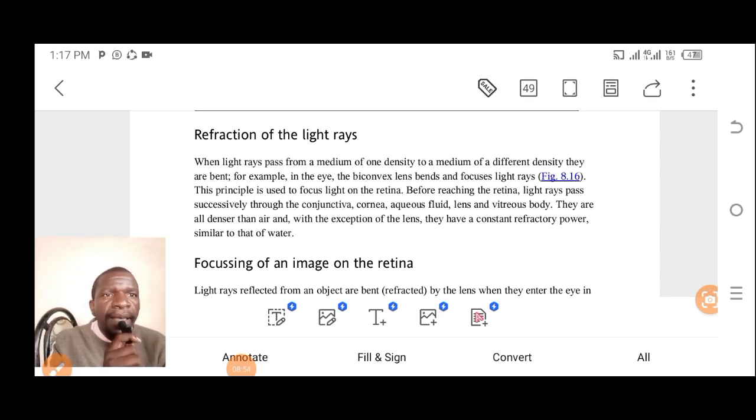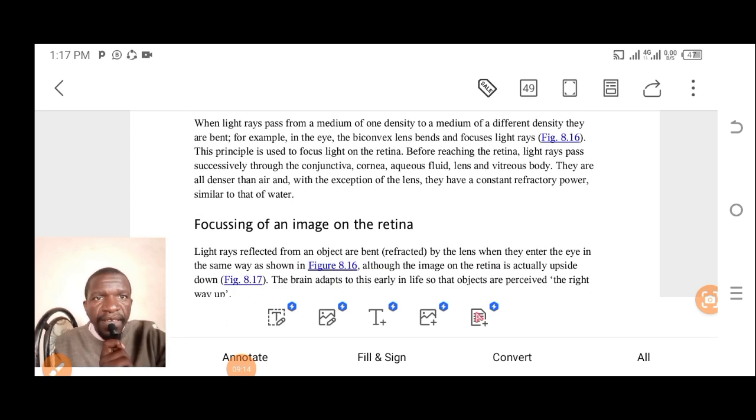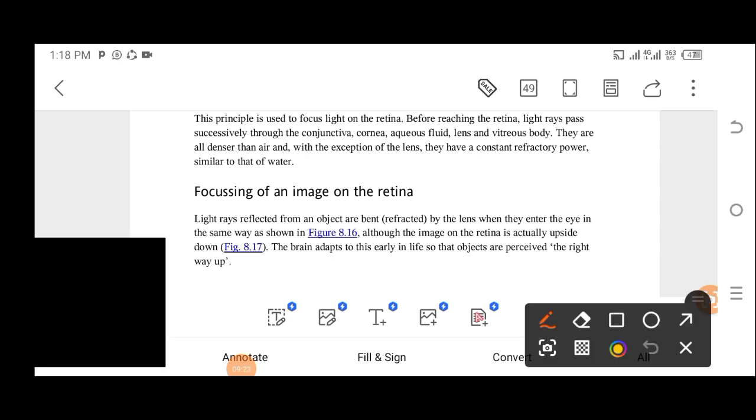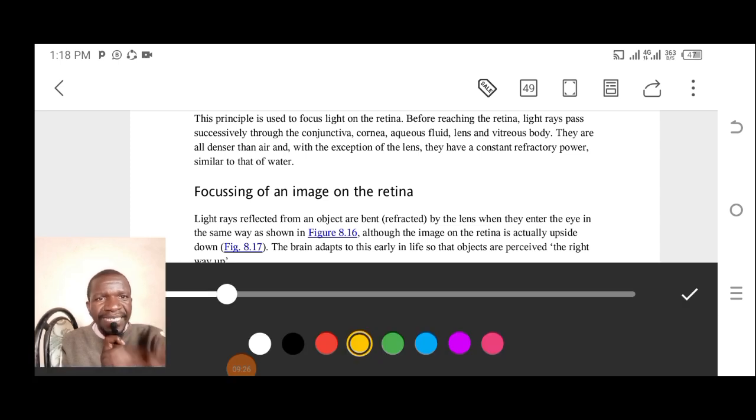Before reaching the retina, light rays pass successively through the conjunctiva, the cornea, aqueous fluid, lens, and the vitreous body. They are all denser than air, and with the exception of the lens, they have a constant refractive power similar to that of water. Right, so what is the next concept which happens after refraction of light? After light has been refracted, another concept which then comes is the concept of focusing.